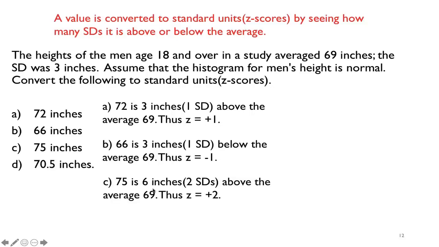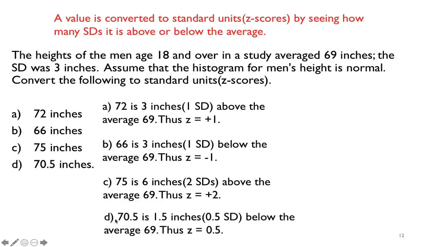75 is 6 inches away from the average, which is 2 SD. So the Z-score for 75 is +2. And then finally, 70.5 is 1.5 inches above the average, which is half of an SD. So the Z-score for 70.5 is 0.5.